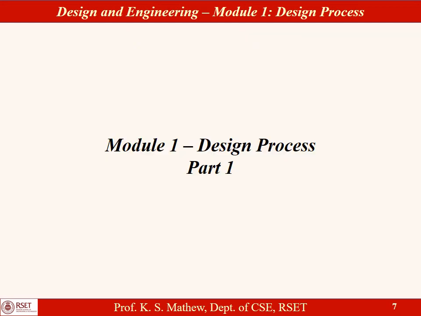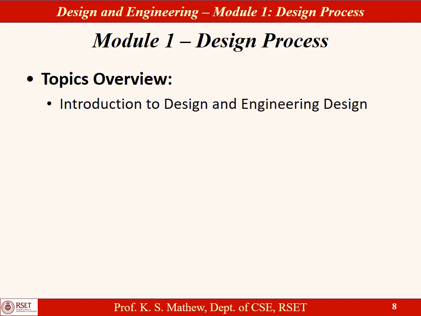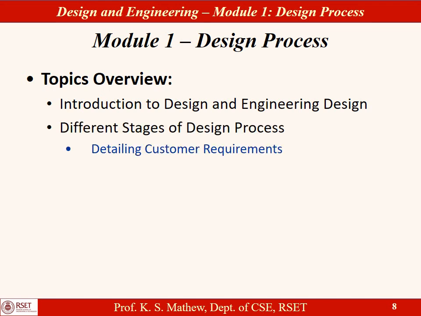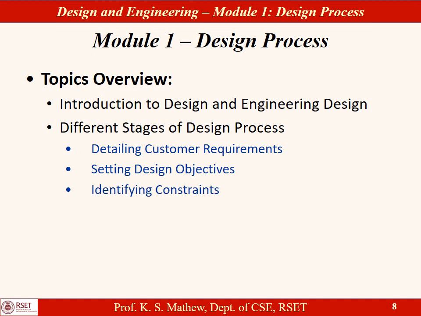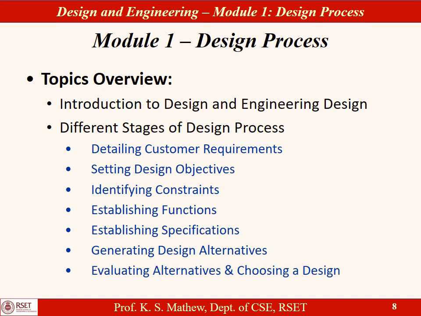Let us move on to Module 1 of Design and Engineering course. Design Process, Part 1. These are the topics we are going to discuss in Module 1. Introduction to Design and Engineering Design, different stages of design process, detailing customer requirements, setting design objectives, identifying constraints, establishing functions, establishing specifications, generating design alternatives, evaluating alternatives and choosing a design.